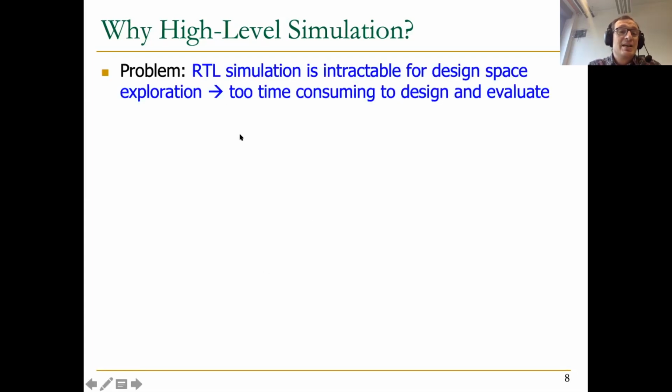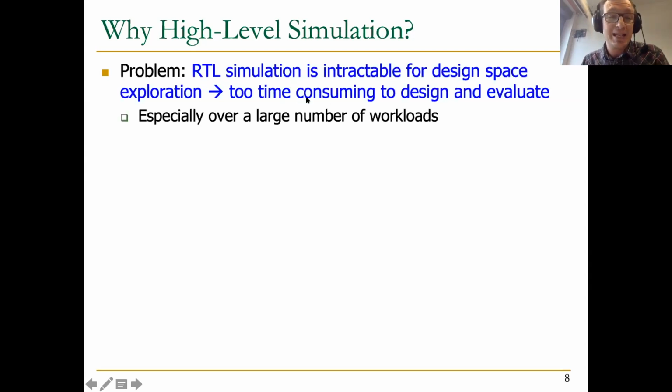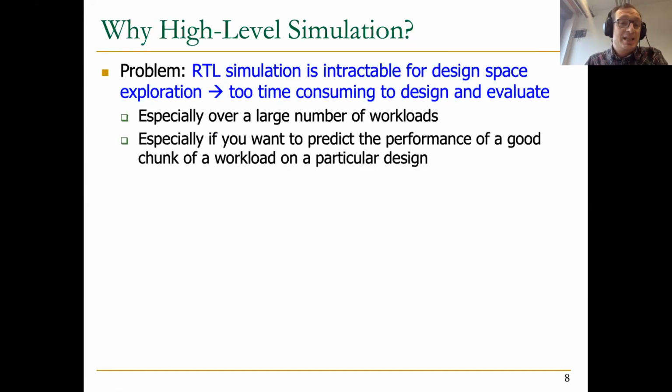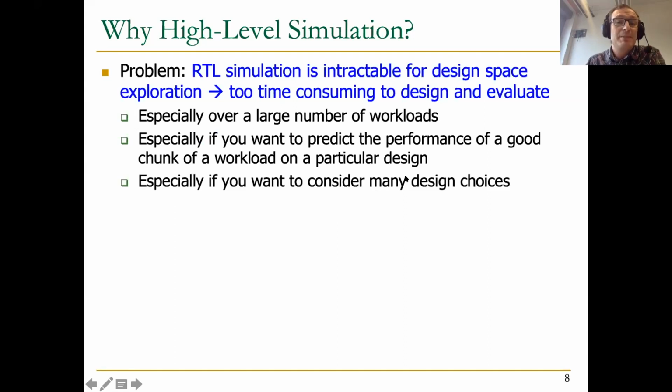So what does this mean, basically? This means that you're operating at an abstraction level that's much higher than gates and wires, for example. If you're doing RTL, register transfer level, you're very close to real hardware. Essentially, you're really putting in the gates and wires and you're connecting them in some way. The problem is, if you do this for every single idea, this is intractable, especially for design space exploration, because it becomes too time consuming to design and evaluate, especially over a large number of workloads, especially if you want to predict the performance of a good chunk of a workload on a particular design, and especially if you want to consider many design choices.